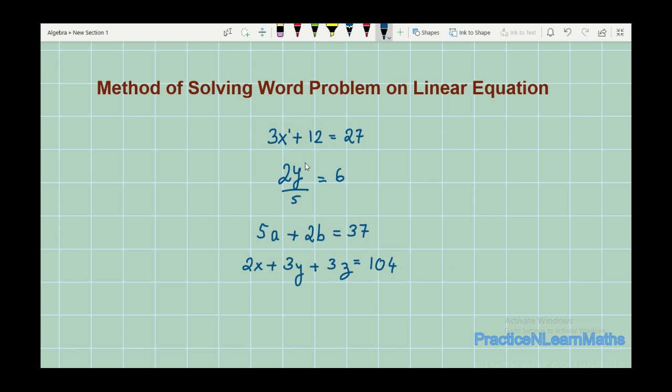X is having a power of 1, y is having the power of 1, and 3, 12, 27. These are all the integers, and you see they are joined by the plus sign or the division sign. It can be multiplication also, and they are balanced by the equal sign. Now, it can consist of one variable or two variables or even more than two variables. You see over here a, b, x, y, z, but the power should be all 1.